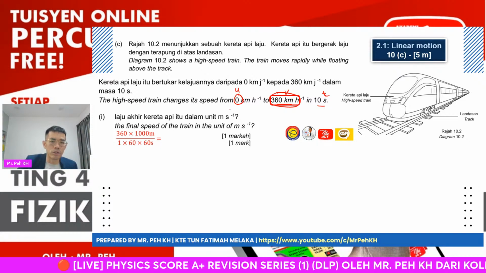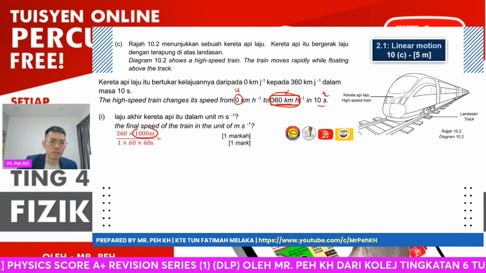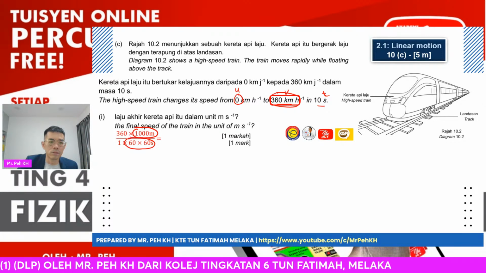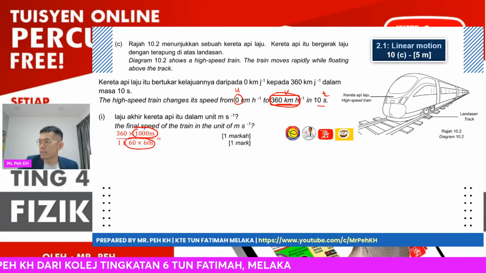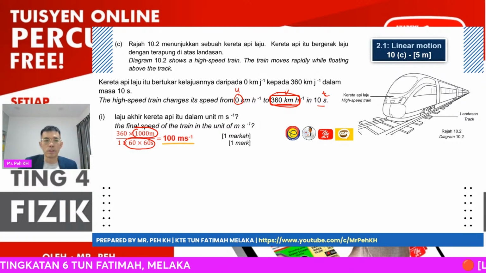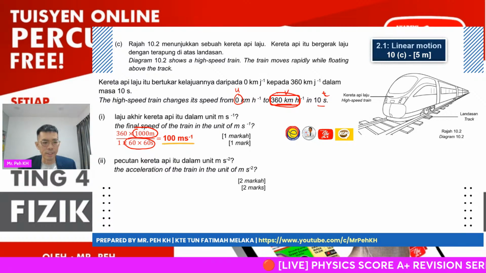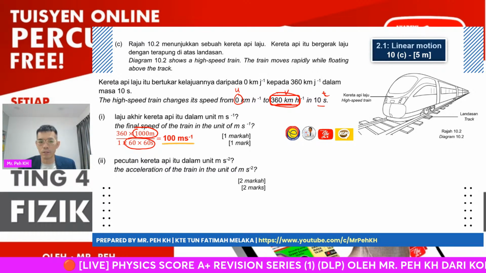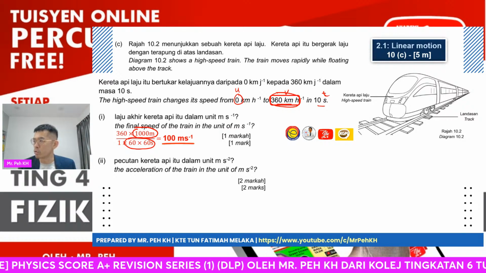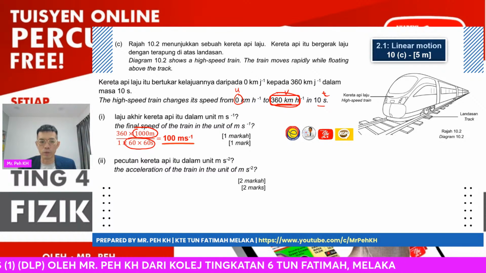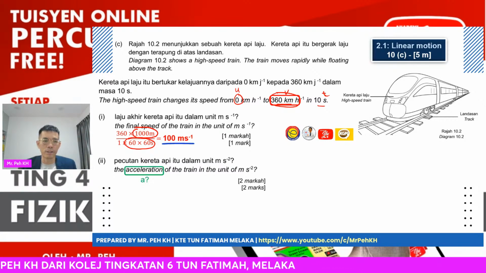Okay, so here 360 km changes to meter, times 1000, over 1 hour changes to second, times 3600. Okay, so here you will get the answer 100 meter per second. Okay, then the next will be the acceleration of the train in the unit of meter per second square, 2 marks. So 2 marks need you to show the calculation for the substitution and answer, so that you can get 2 marks.